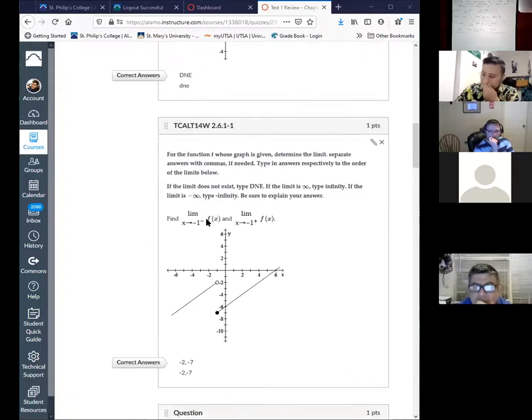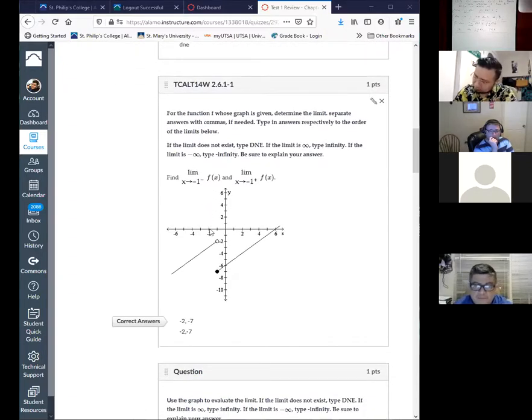Okay. Any questions on number 3? Is that clear? There's not much to really say here. It's not much to actually write out. I would just say the limit from the left, as I said, approaches -2, right is -7. There's not too much to explain here.